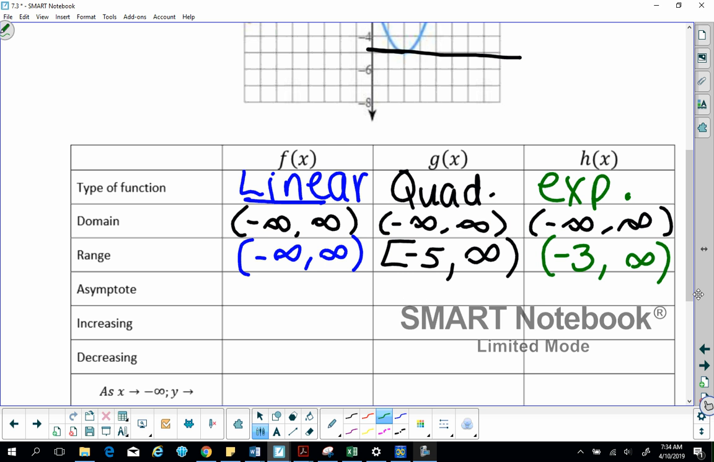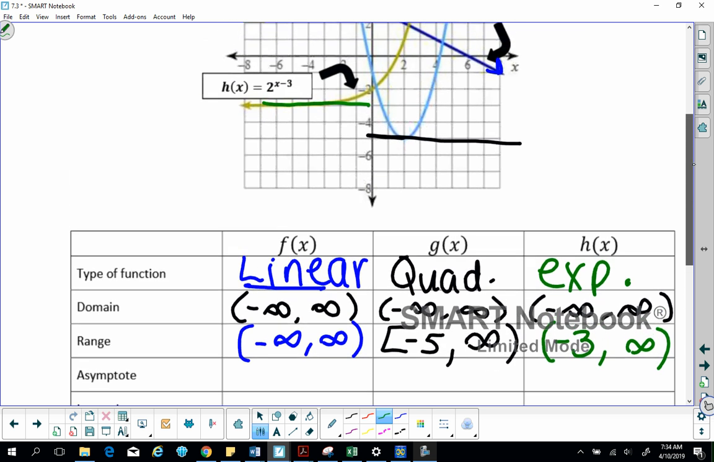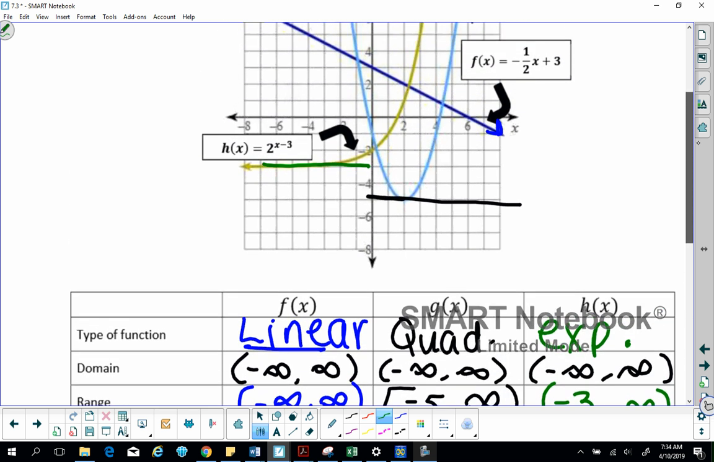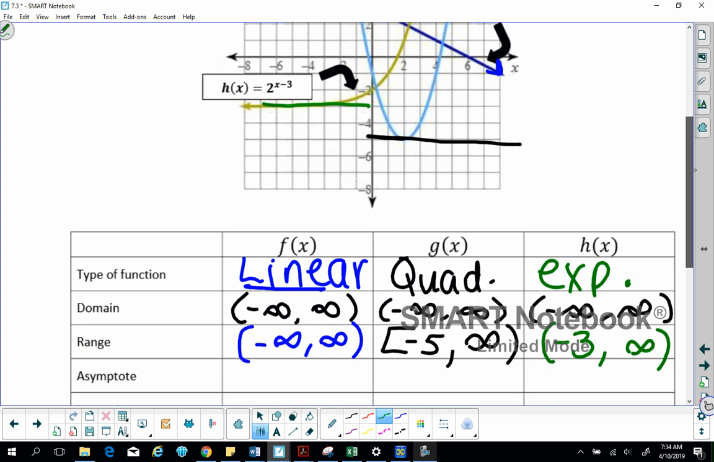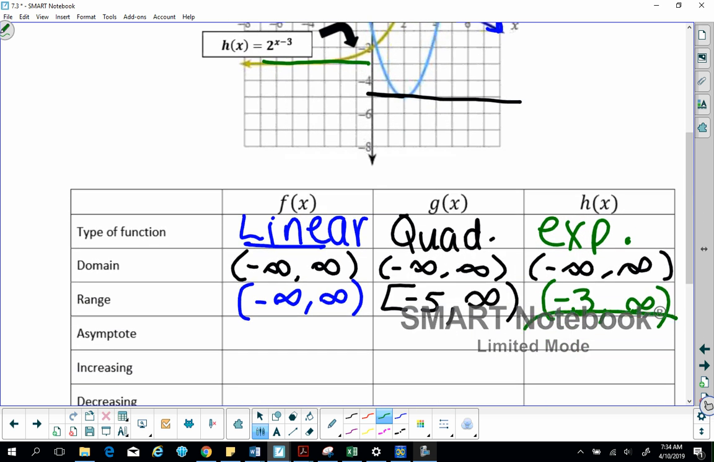Asymptote. Only one of these. Who remembers what an asymptote is from exponential? That word sounds like your rear end, right? So basically, it's where the plane is ending. Which one looks like a plane ending, or where a plane is landing? Is it light blue, dark blue, or the green? The green, right? So the green is the only one with an asymptote. So I'm just going to circle it, and the other ones I'm going to put an X. They don't have asymptotes. And the asymptote is just where the plane is landing.